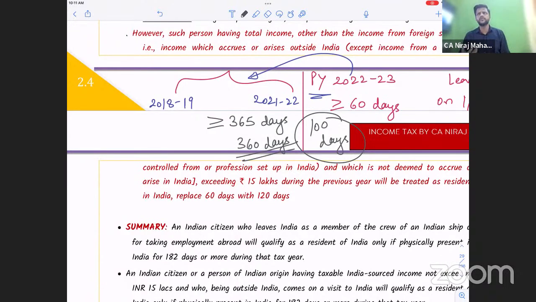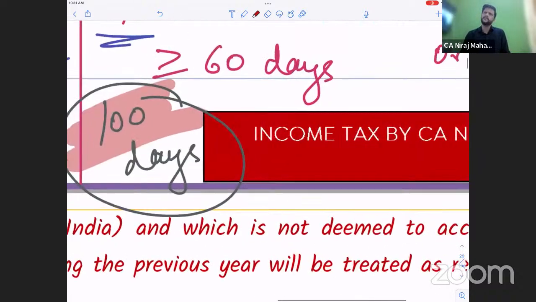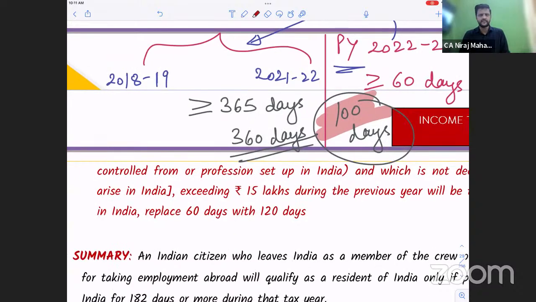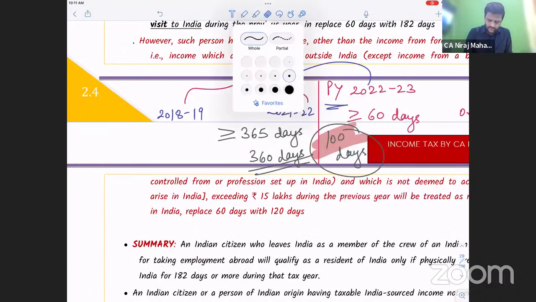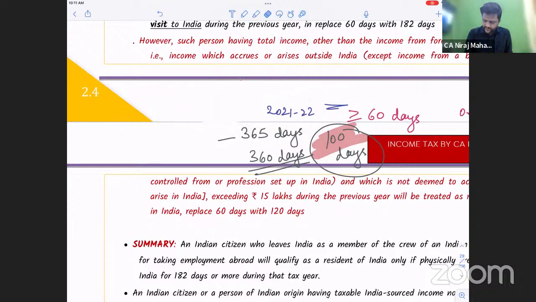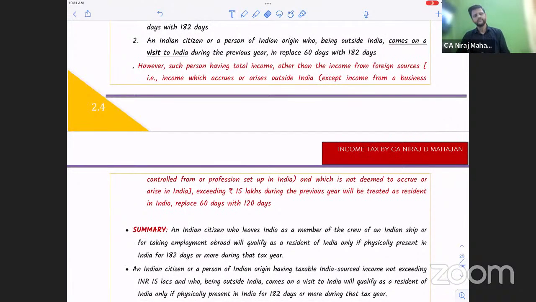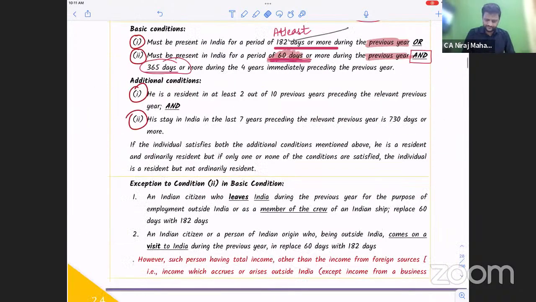Basic condition number 1 is obviously not satisfied, because in the current year it is less than 182. Basic condition number 2 is not satisfied because even if it is more than 60 days in the current year, in the last 4 years it is less than 365. Mansi, understood or no? Understood, everybody? We are just talking about satisfied or not satisfied. That was your basic conditions 1 and 2. We'll go ahead.